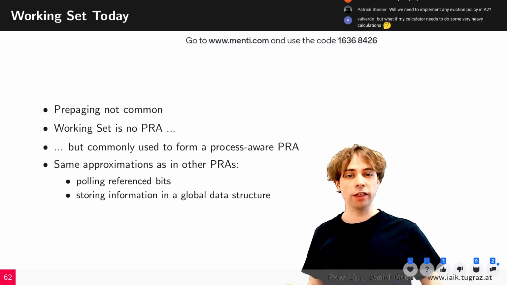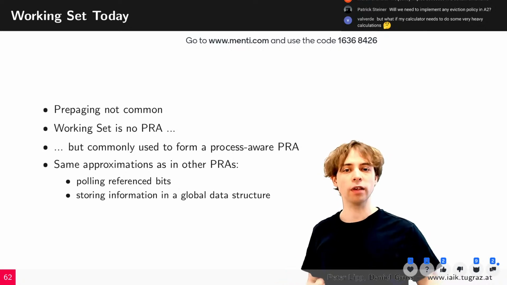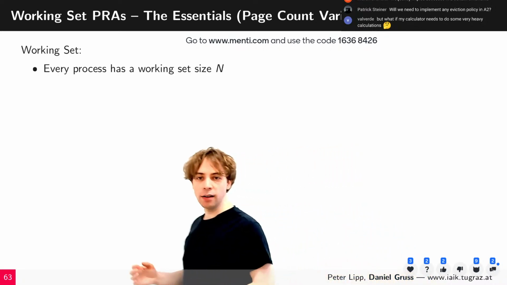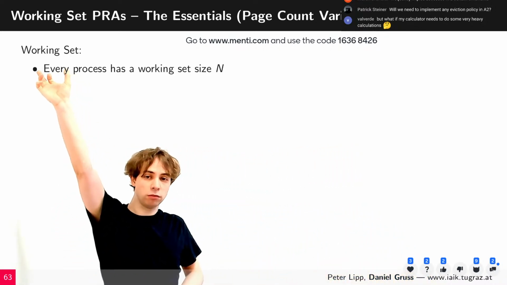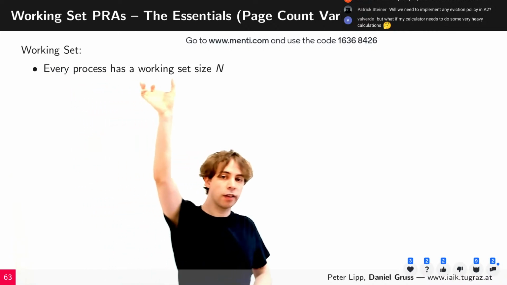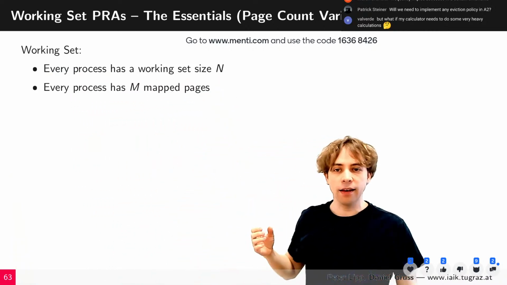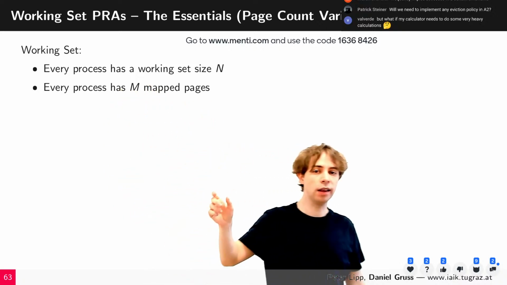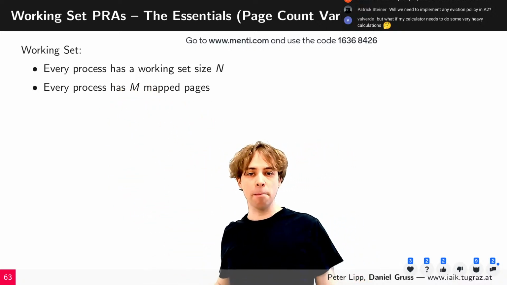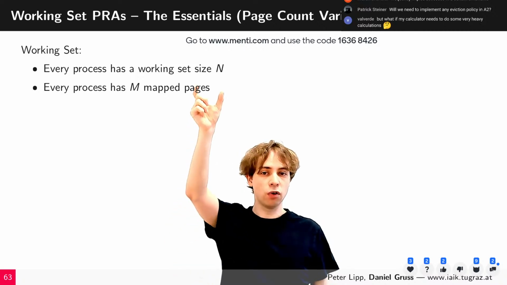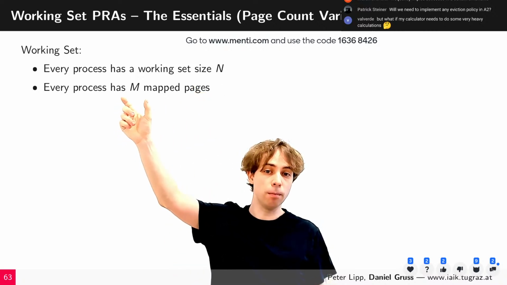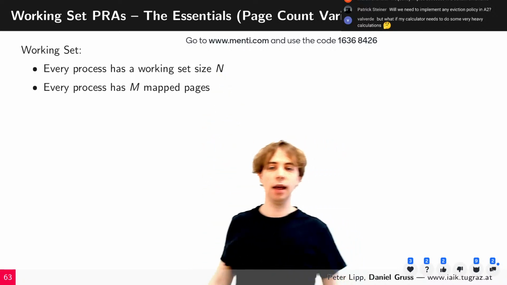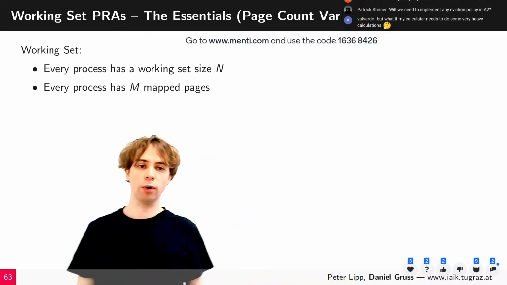I will start with the page count variant, because I think it's more intuitive to understand. The working set is defined as follows. Every process has a working set size n, and every process has m mapped pages. And usually you would say that m is greater or equal to n, so there will be at least as many pages mapped as this process has as a working set size.